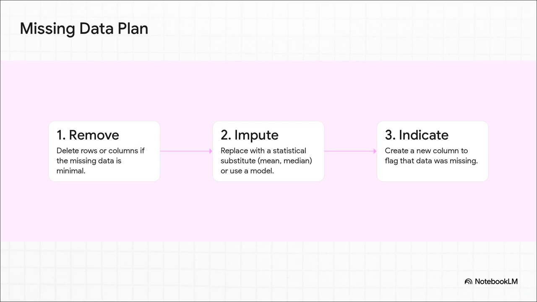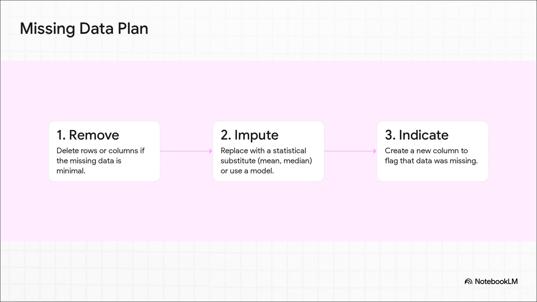So once you can see the problem, you've got a playbook, and it's all about clear trade-offs. Your first option is to remove it. Just delete the rows or columns. It's the simplest choice, but it can be risky. If that missing data isn't truly random, you could be introducing some serious bias.